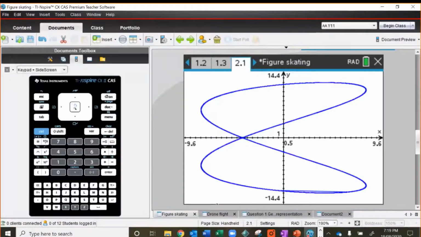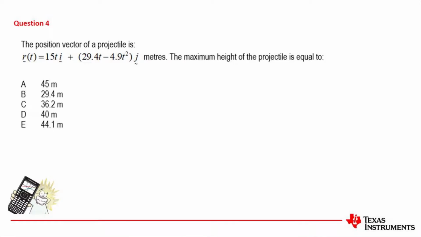Let's go to question 4, which is the question on projectile motion. So the position vector of a projectile is given by this equation, and the maximum height of the projectile is equal to. So how do we find the maximum height? The maximum height occurs when the j component of velocity is 0. We solve that for time and sub it back into the position vector to find where the projectile is height-wise.